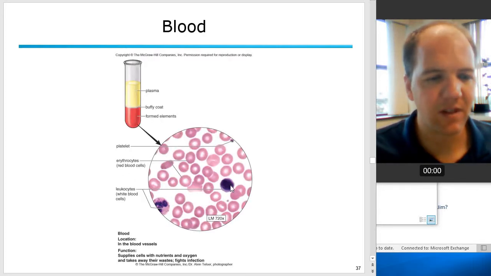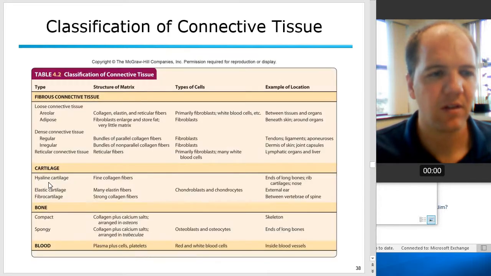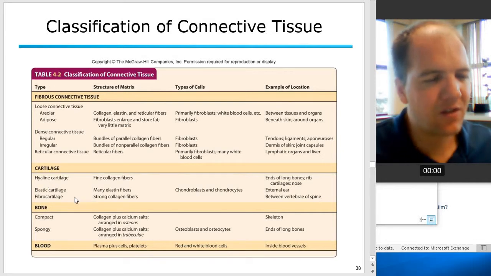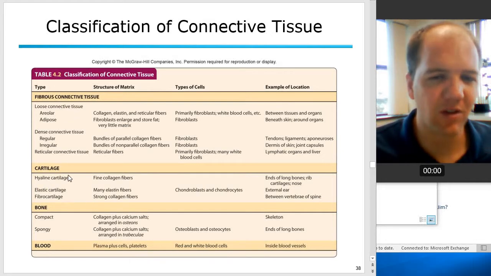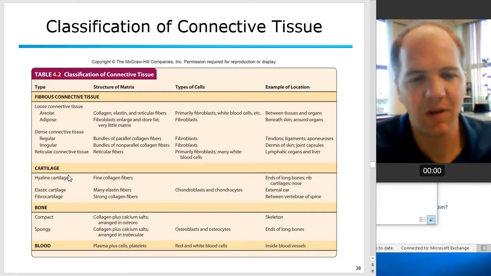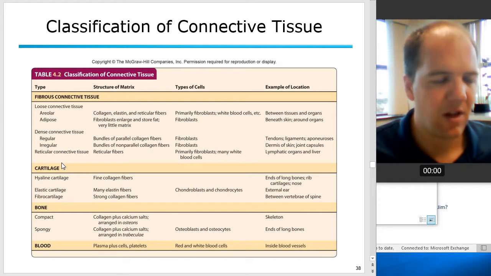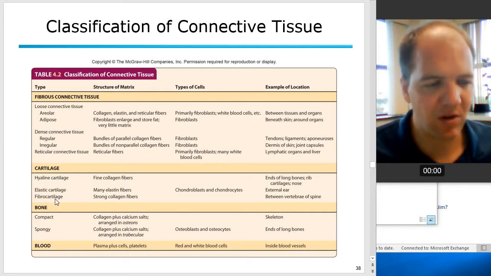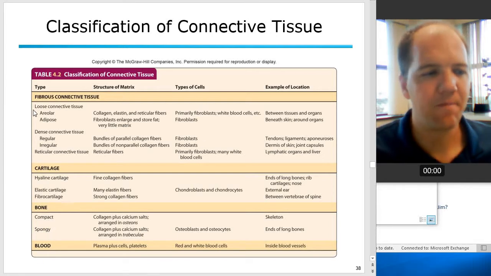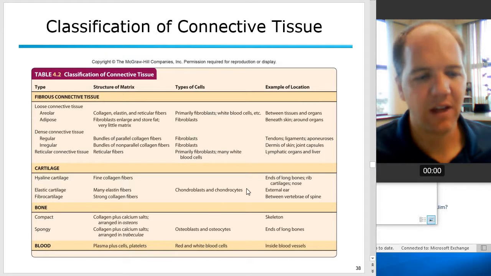Here you can see the red blood cells, the white blood cells, and what we call the plasma, the matrix around the blood cells. Alright, so those are our connective tissues. You can see them here. I think this is a little more complicated than the epithelial. Epithelial is pretty straightforward. You got your layers and your shapes. But here we have some different categories. We have the fibrous connective tissue, the loose and dense and reticular, the cartilage, hyaline, elastic, and fibro, and then bone, compact and spongy, and then blood. So you can see the types, the structure, the cells, and the examples of where these are found inside the body.